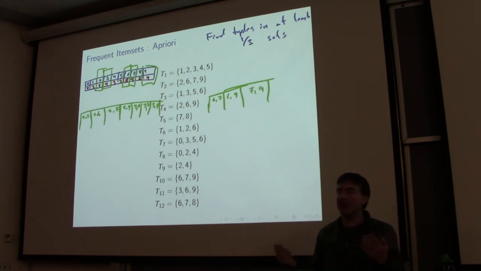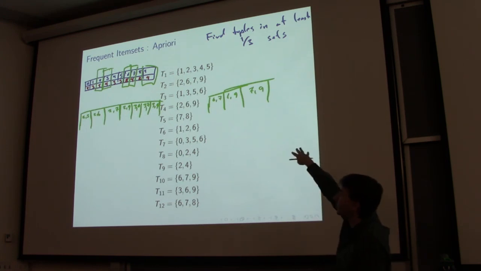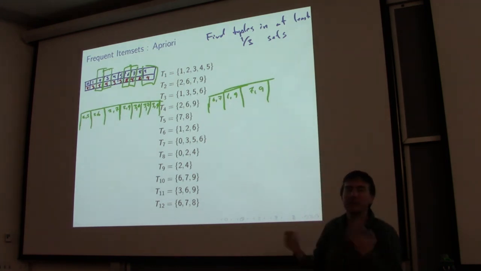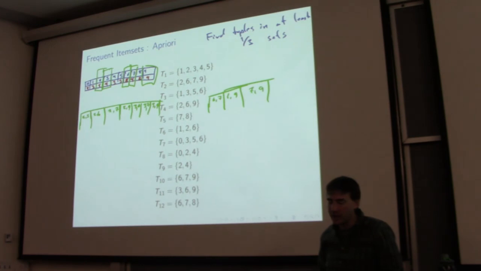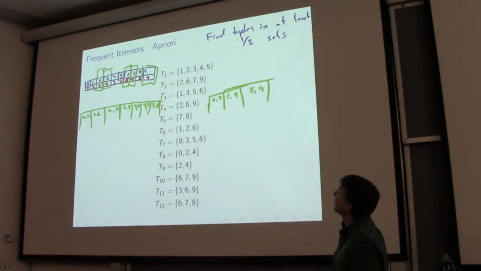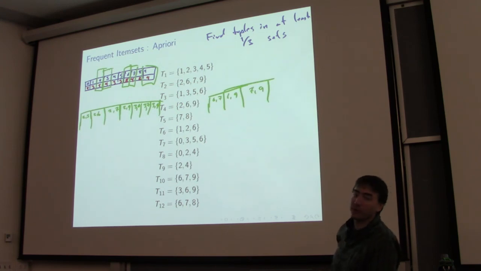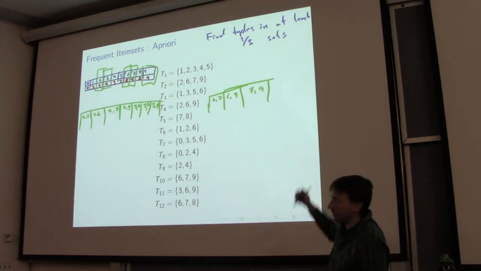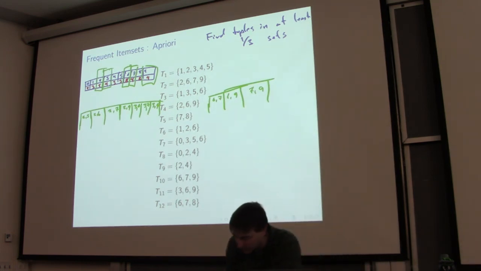If I had kept track of all pairs initially, that would have been 10 choose 2, which is five times nine, which is 45 pairs. So I've gone down from 45 pairs to only 10 pairs I need to keep track of.